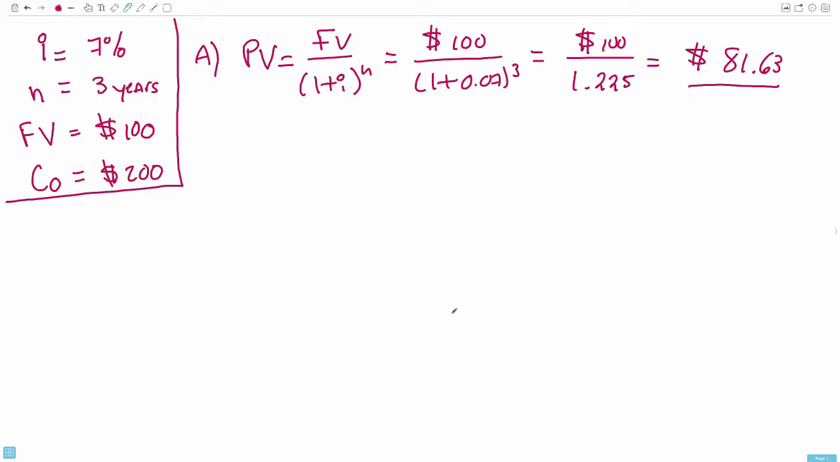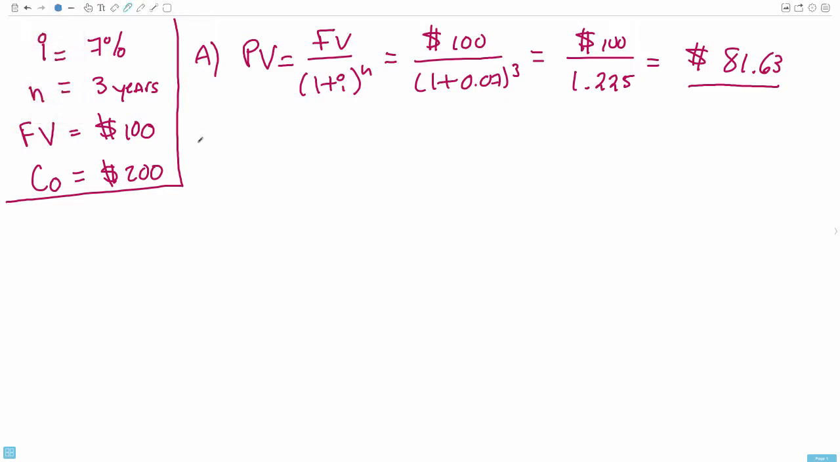So essentially, this number right here means the following. You could be receiving $100 3 years from now, or you could be receiving $81.63 today, and you would be completely indifferent, because you could take this money, deposit it in the bank, and earn 7% for 3 years, so that in 3 years you will have your $100. So this is a very, very simple present value calculation.